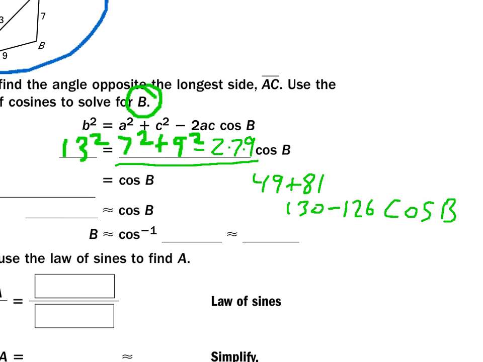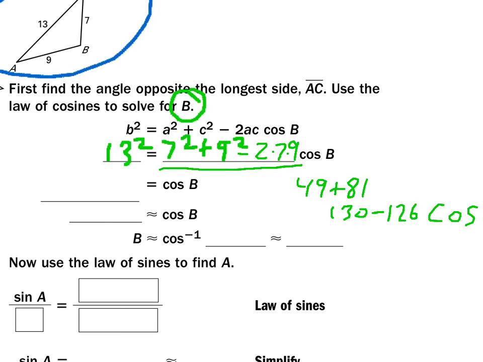So what we're going to do, pull this back over here a little bit. What we're going to do is we're going to do 13 squared and get 169, and then we're going to subtract 130, and we're going to divide it by negative 126. And when we follow those steps correctly, when we divide it by all the proper stuff, we get negative 0.3095, and then we're going to do the inverse cosine of negative 0.3095.